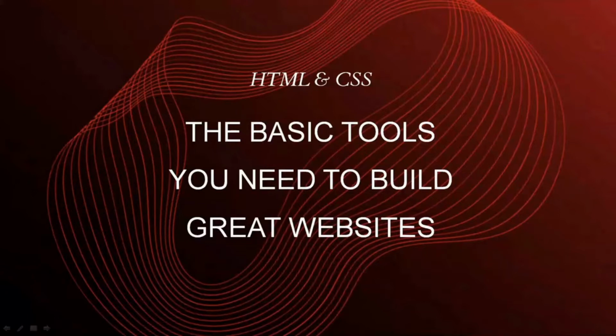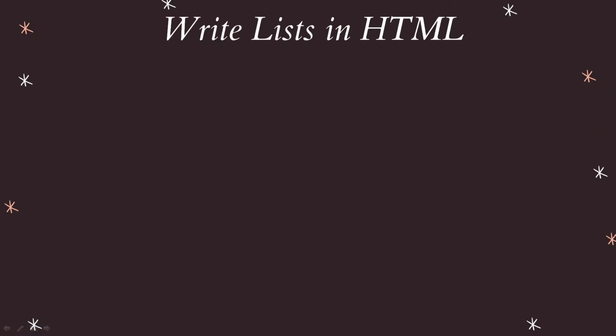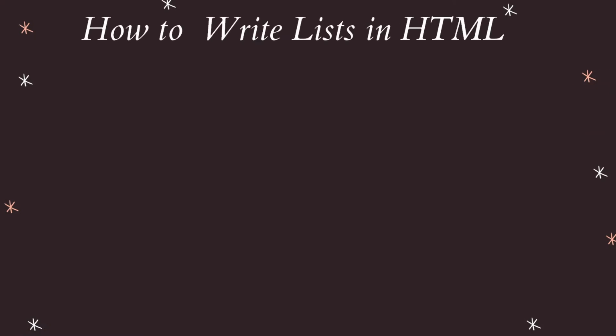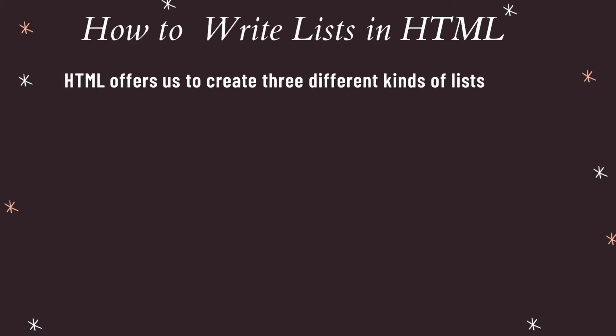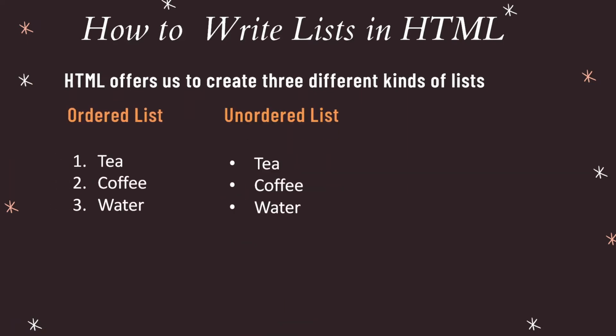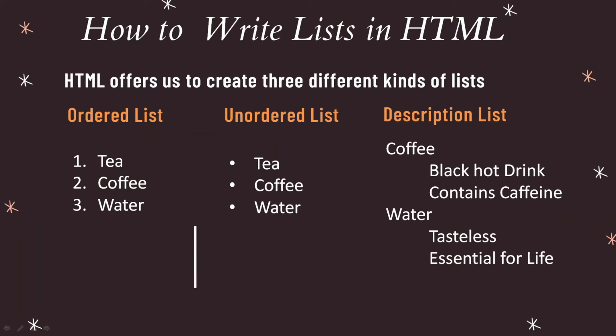In this video, we will discuss lists in HTML. Lists, as the name suggests, are used to create lists in HTML. HTML offers us to create three types of lists: ordered lists, unordered lists, and description lists. Let's see how each of these lists look like.